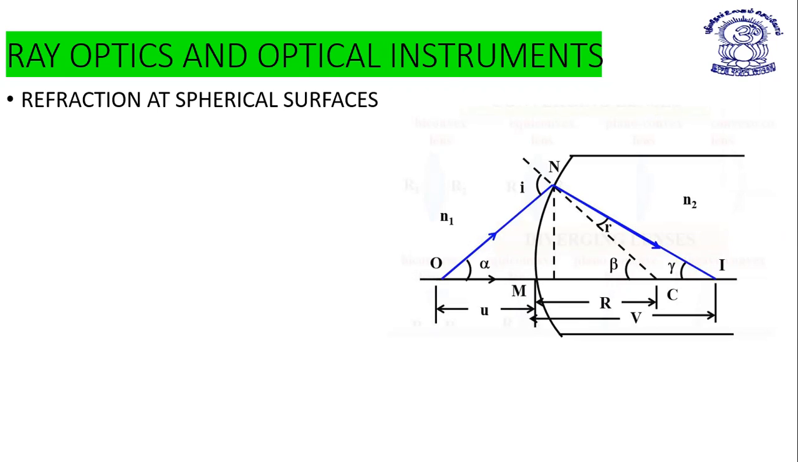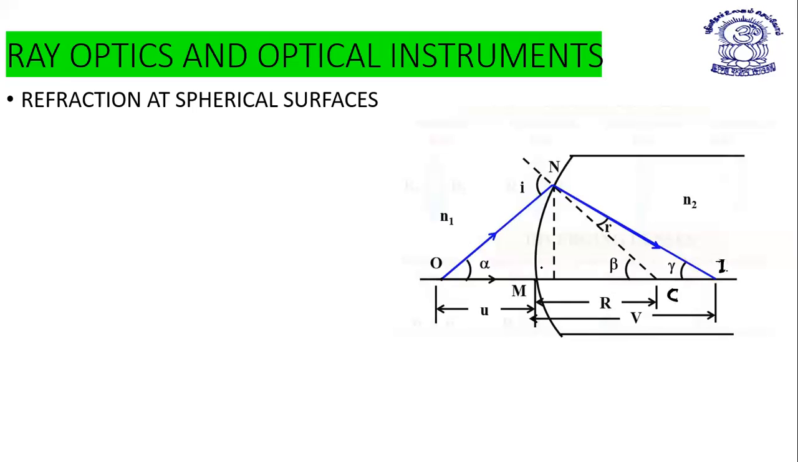Let us understand how refraction at spherical surfaces occurs. Till now we have applied Snell's law to the flat surface. Now we are going to study the refraction at a spherical surface. Consider an object O on the principal axis of a spherical surface. Here the spherical surface is convex. C is the center of curvature, R is the radius of curvature and I is the image.